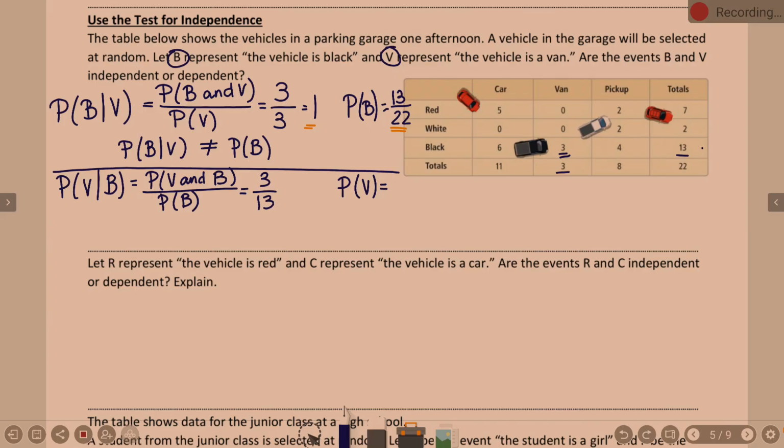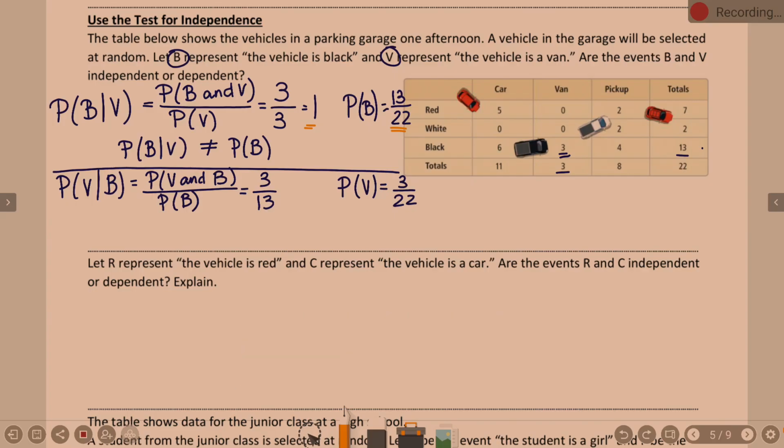So there we have 3 out of 13. Okay, that doesn't reduce, that's 3 out of 13. We're going to compare that to the initial probability. So probability the vehicle is a van. How many vans do we have? 3 vans out of how many vehicles? 22.